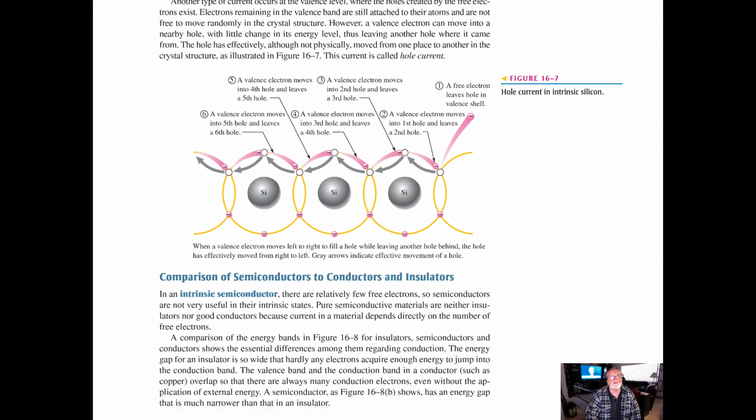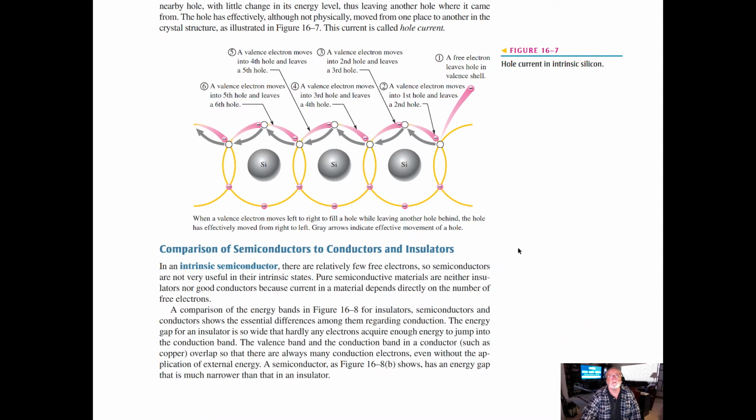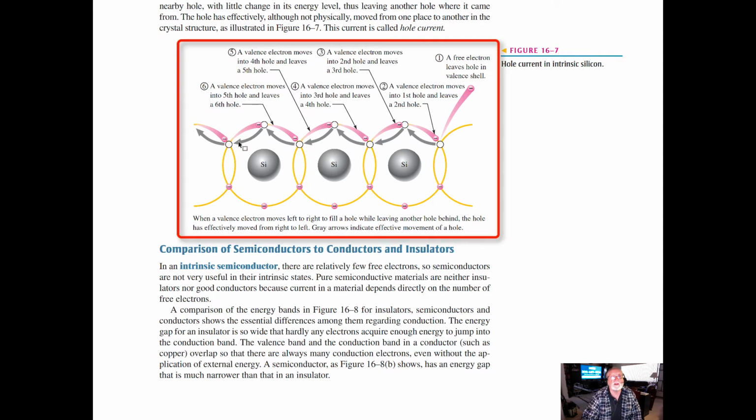So we can see on the hole current diagram what's happening. We can see that electrons are jumping off to fill a hole. So you've got one electron jumping to this hole, and another electron jumping to this hole, as we create these links and holes and current movement across the structure.